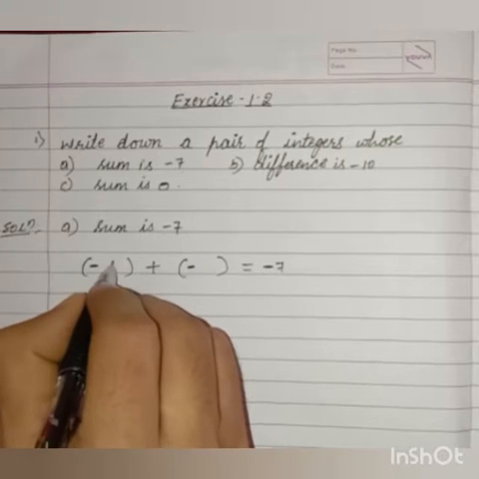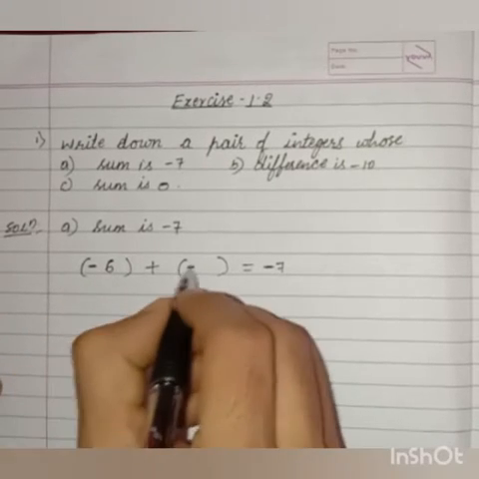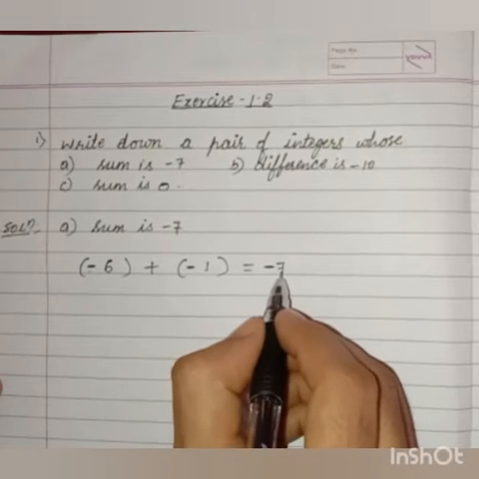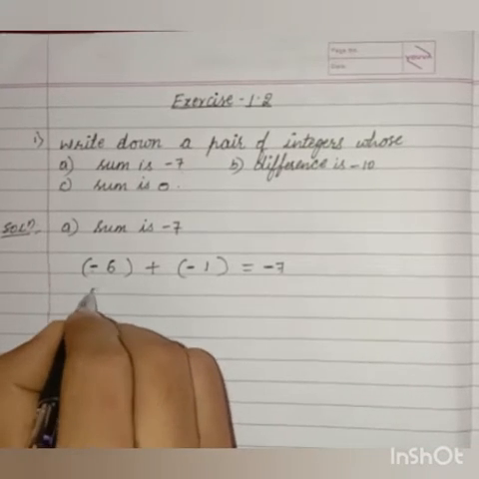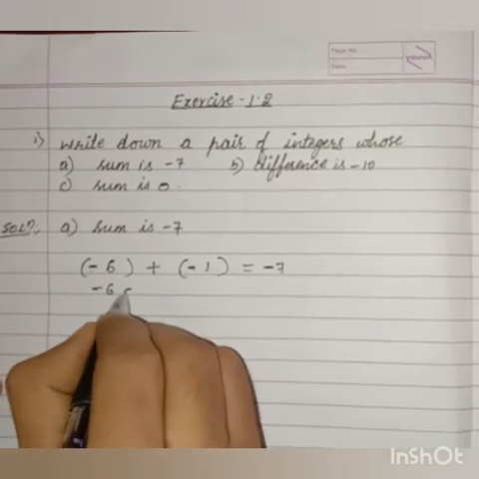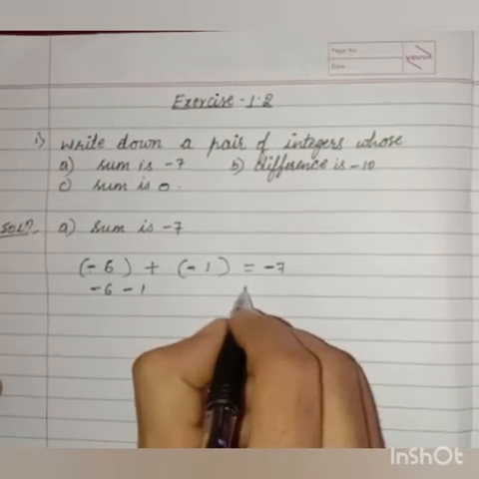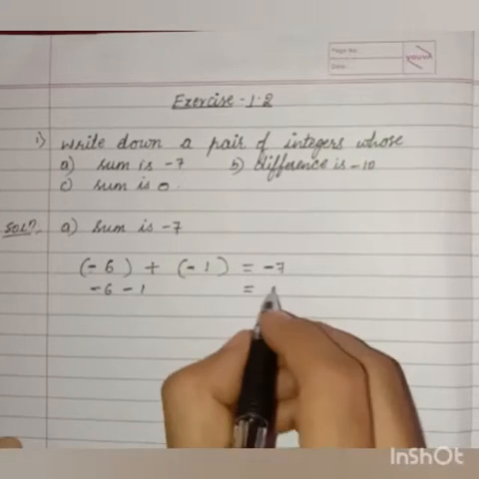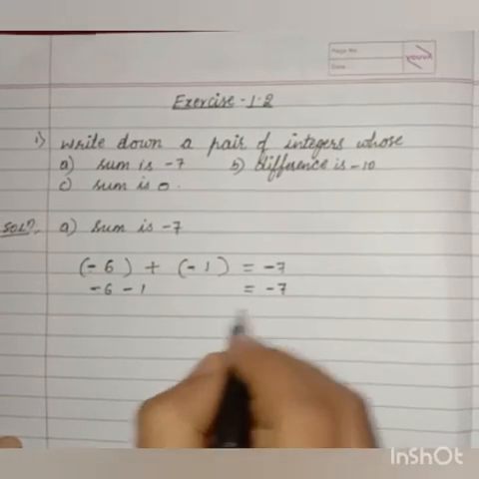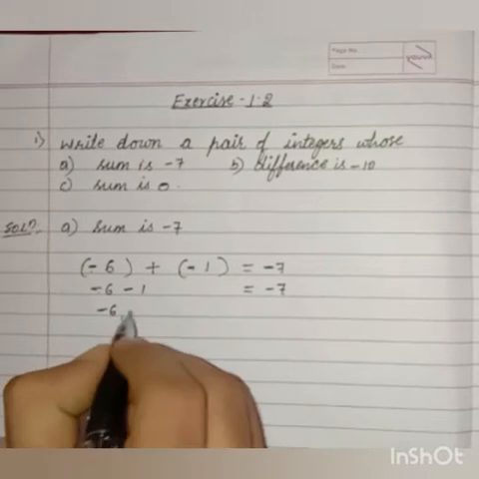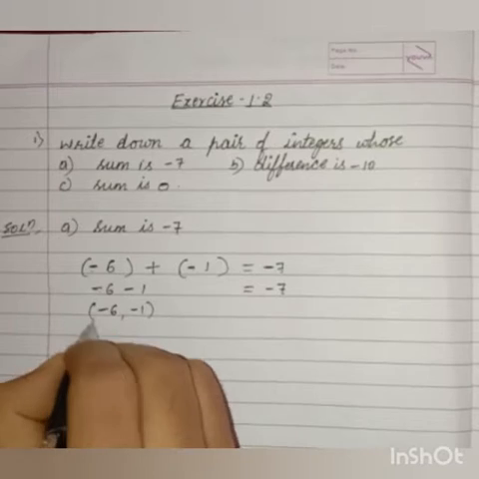So let us take -6 and -1. So -6 minus 1 is -7, right? Yes, so -6 as it is. Now multiply here. Plus into minus is minus. 1 as it is. That is equal to -6 minus 1 is -7, right? So the pair of numbers are -6 and -1.